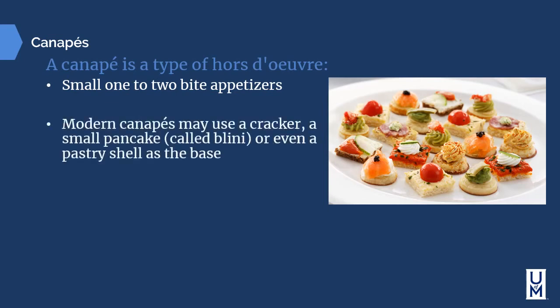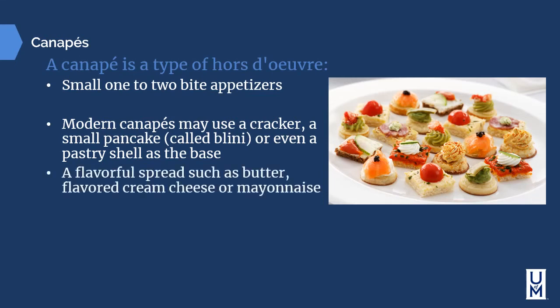Modern canapes may use a cracker or a small pancake called a blini, or even a pastry shell as the base, as opposed to just simply bread. Some canapes I've actually seen done with a roasted potato as a base. A flavorful spread such as butter or flavored cream cheese or mayonnaise is added to it, and this is used to typically prevent the moisture of the ingredients used on the canapé from making the bread soggy, because sometimes they're going to be sitting for a little bit of time until they're passed around.